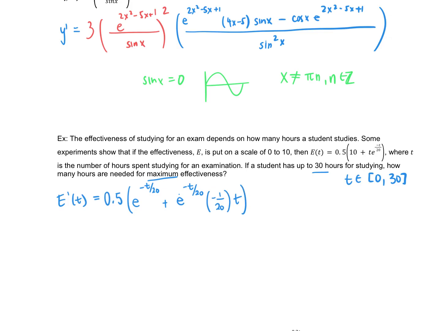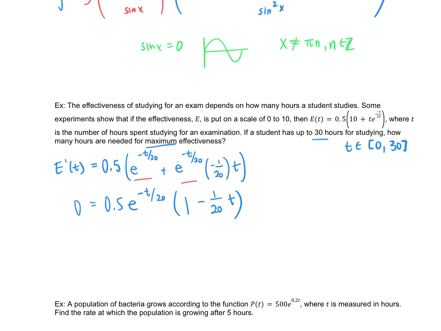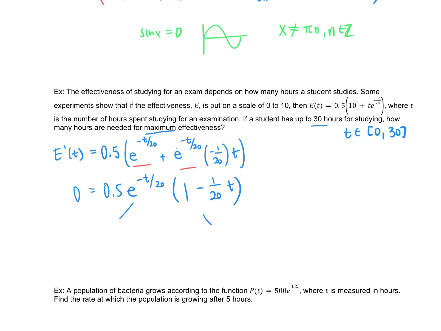Okay? Now at this point, I know I'm going to have to set my derivative equal to 0. And I want to do a little bit more factoring here because I notice both terms have this e to the power of negative t over 20 in common. So I'll add it to my common factor. And when I factor it out from the first term, I'm left with 1. When I factor it out of the second, I have negative 1 over 20 t. And now I can branch out and set each side equal to 0.